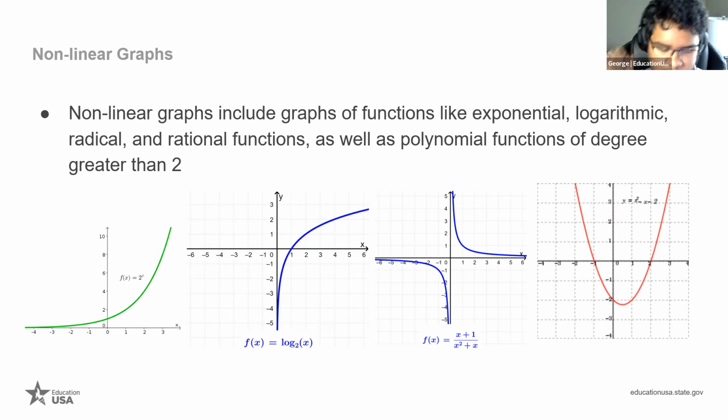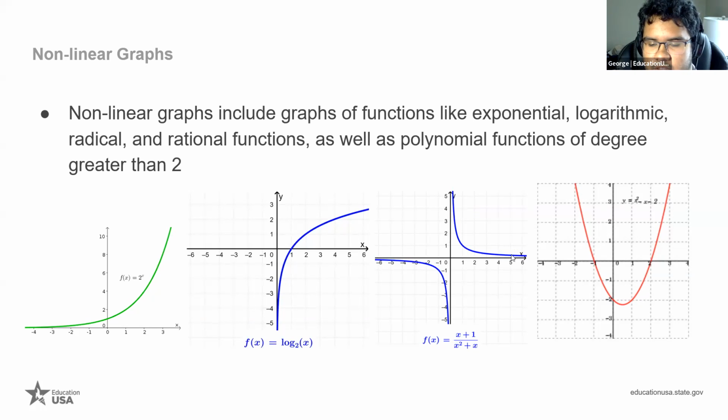Now, another type of graph you may encounter is a rational function, which involves the division of two polynomials generally. Here the equation is x plus 1 divided by x squared plus x, which means whenever the denominator equals 0, the function will be undefined, and it may have asymptotic behavior like this, where both sides approach positive or negative infinity, depending on which side it is.